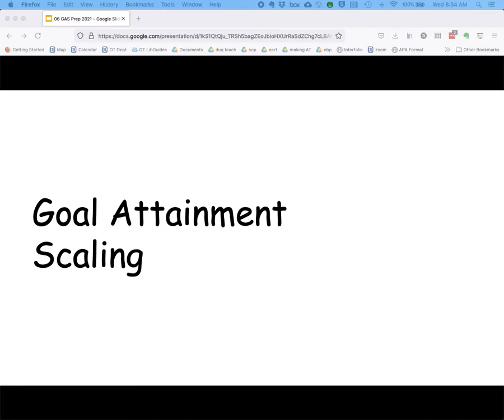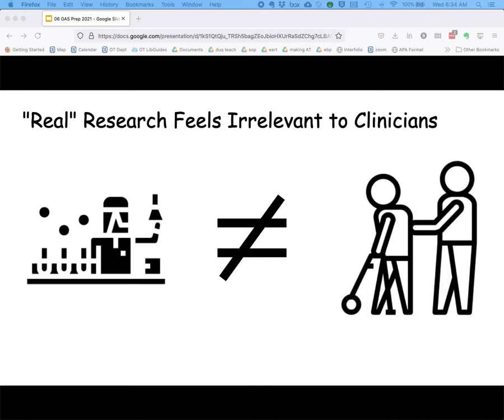In this video, we're going to go over an approach to clinical practice and measurement called goal attainment scaling. Real research, what people think of as real research, randomized controlled trials, tends to feel irrelevant to clinicians, right? It's not what they're going to implement in their practice.